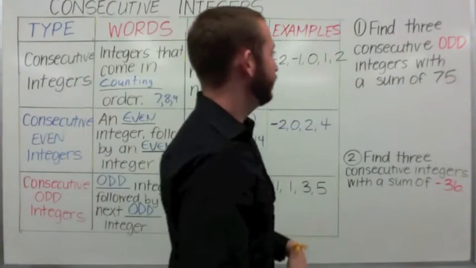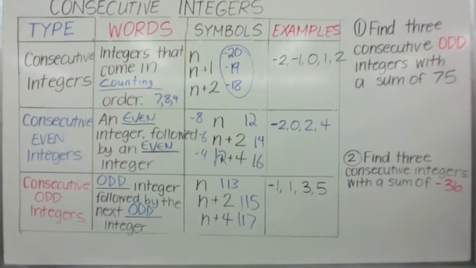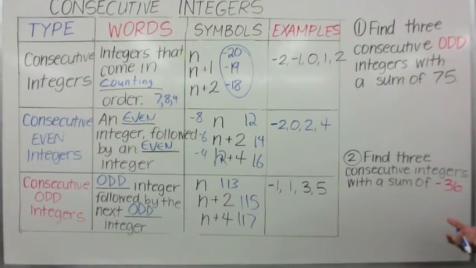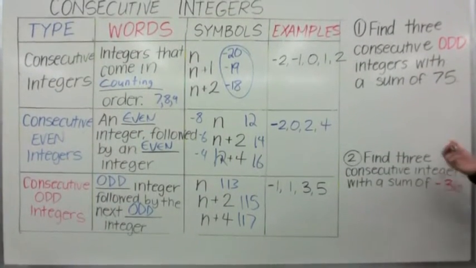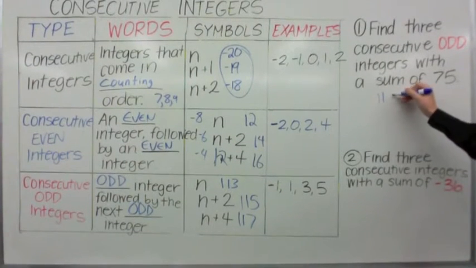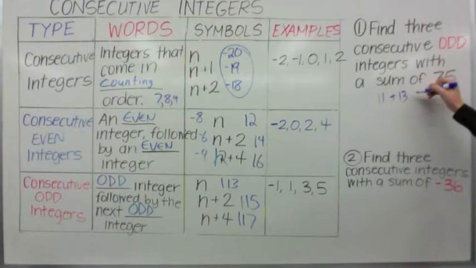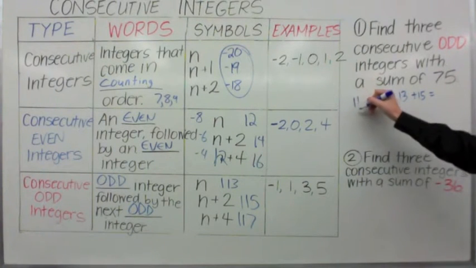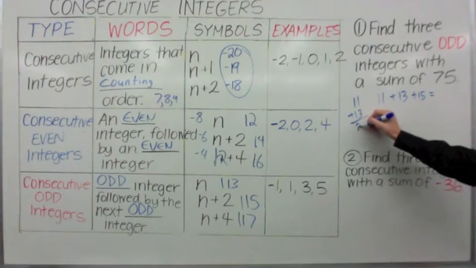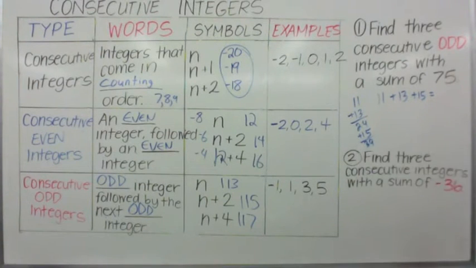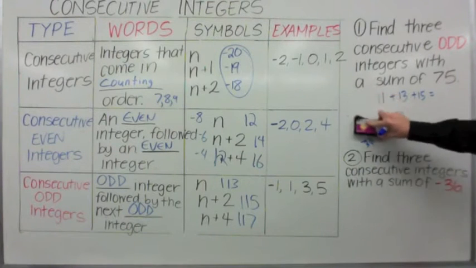Now, we need to find 3 consecutive odd integers with a sum of 75. Well, what would an odd integer be? Maybe you think it could be 11. 11 plus the next odd integer, 13, plus 15. You could try that out. 11 plus 13 is 24, plus 15 is 39. Oh, that's not nearly enough. 11, 13, 15 is not enough. I need other odd integers.